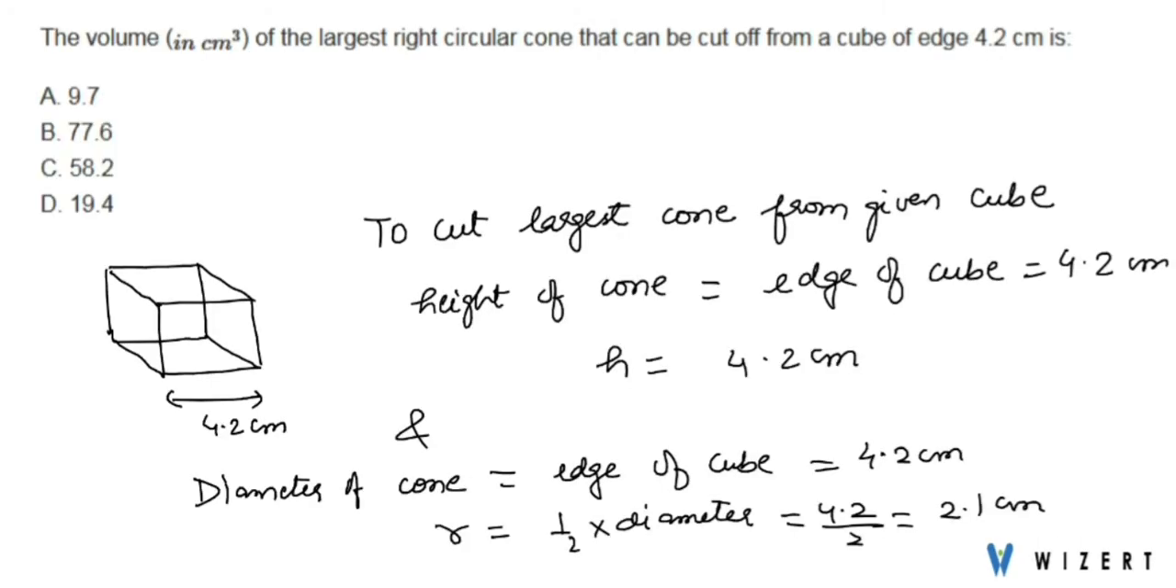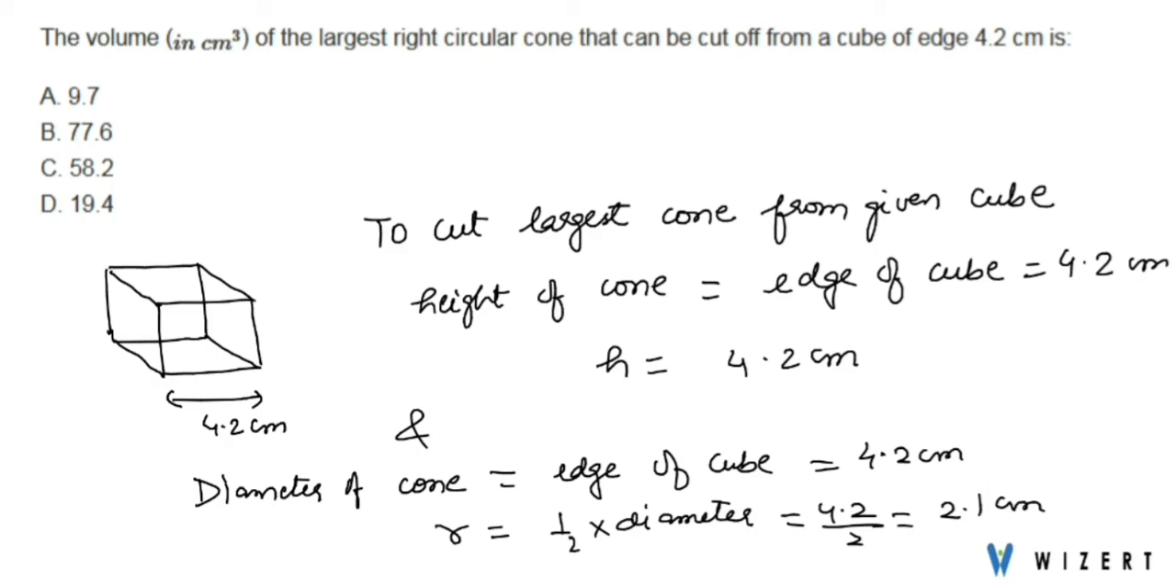So we can say that if we have to inscribe the largest right circular cone from this cube, then the height of the cone must be 4.2 centimeter and the radius of the cone must be 2.1 centimeter. So now that we know the radius 2.1 centimeter and height 4.2 centimeter, let's find the volume of the largest cone that can be cut from that cube.